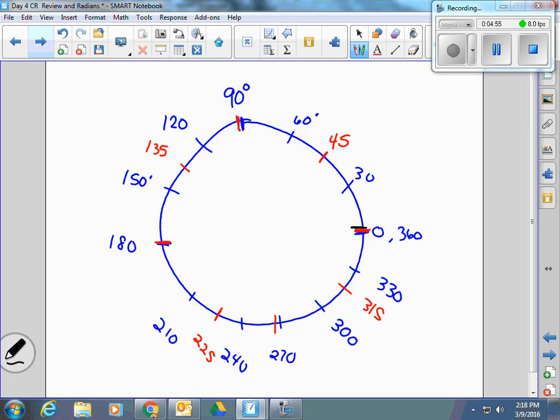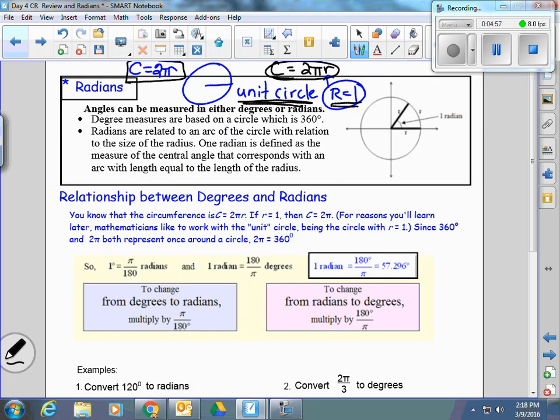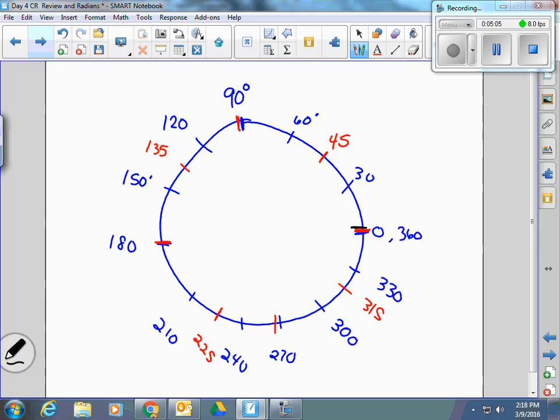Careful, I'm talking radians now. So what's my circumference? 2 pi. Are you with me? So if I'm looking at this circle and I start here and I go all the way around, this number in radians is 2 pi. It's 0 and then starts at 2 pi, right?